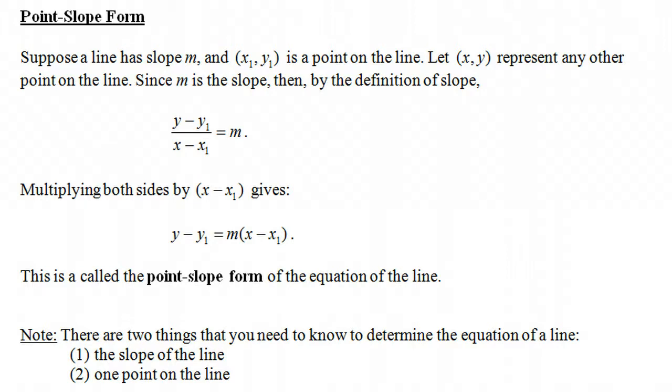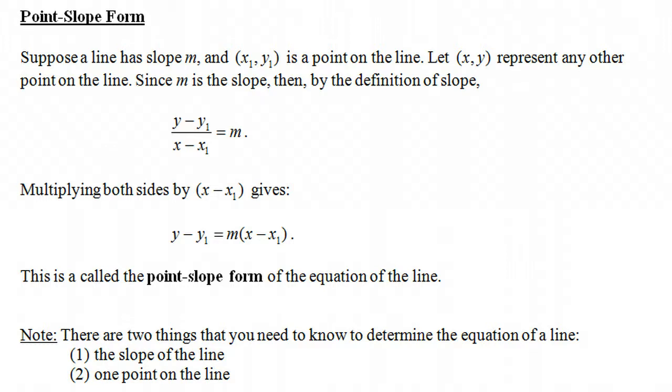Now notice what I've done here is I've substituted the point (x, y) for (x2, y2) in the formula for the slope. Multiplying both sides by (x minus x1) gives that y minus y1 is equal to m times (x minus x1). And this is called the point-slope form of the equation of a line.